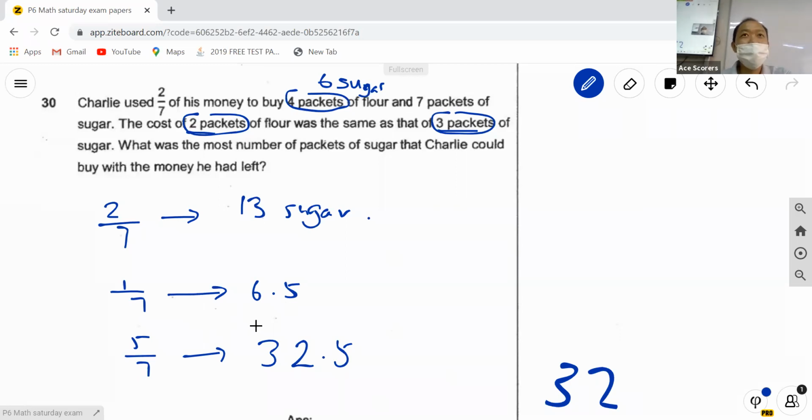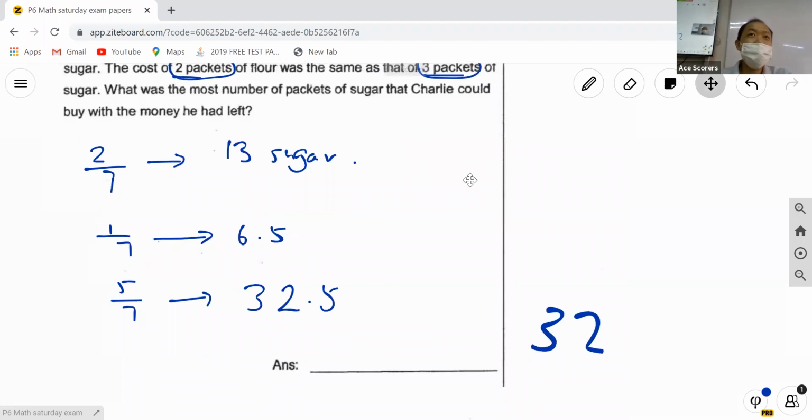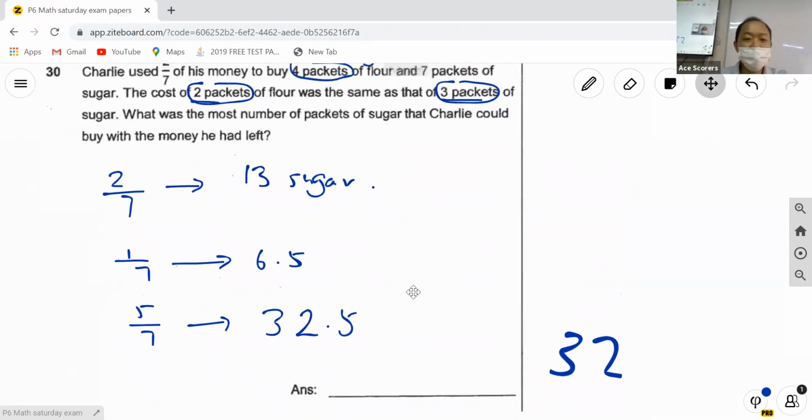No, we don't have common sense. No need bracket, right? Just like that. Bracket equals to Z. Then only just put bracket equals P. Okay, so you understand? So you can't buy half a packet, right? So it's a maximum of 32 packets.